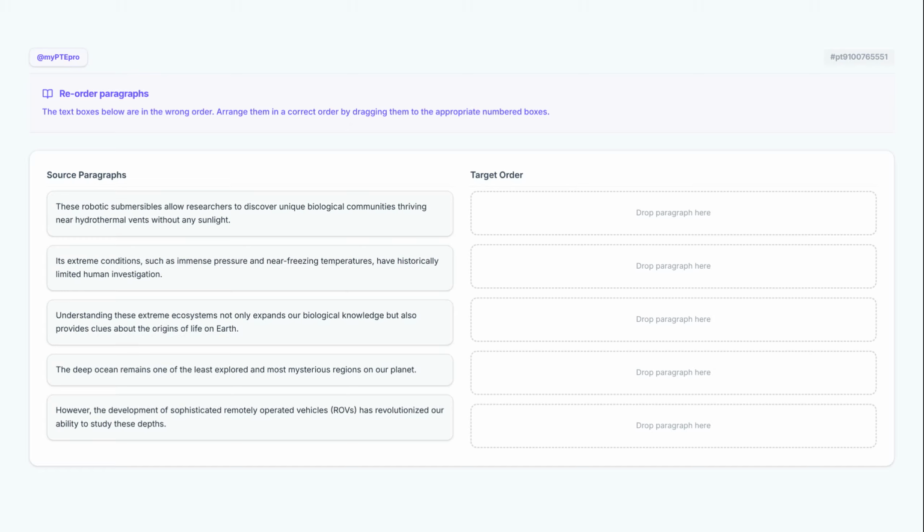Today we're tackling one of the trickiest parts of the PTE reading section, reorder paragraphs. I'll show you how to spot the independent opening sentence and follow the linguistic breadcrumbs to get a perfect score every time. Let's dive into the logic behind these sentences and see how they fit together perfectly.